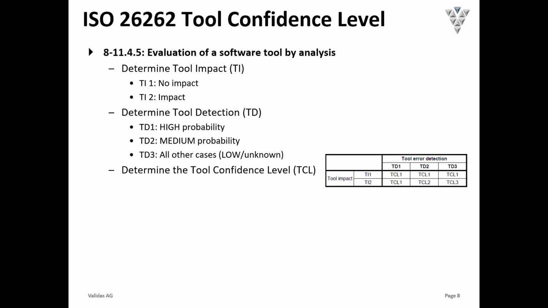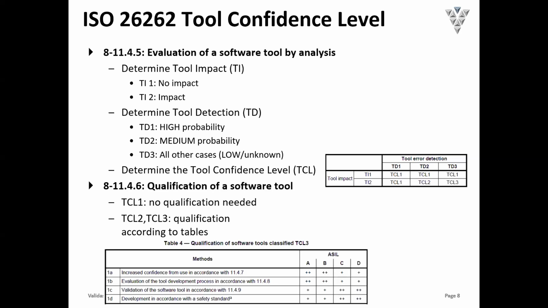It's like QM, nothing needs to be done. Or if you have TI2, which is an impact, then it depends on the detection. If you have a high detection probability of the potential tool errors, you also have TCL1, like QM. But if you have a medium or a low detection probability, then you have something like an ASIL D maybe. The most critical tools are like ASIL Ds. It's the same concept applied. It's just called differently. It's not called ASIL. It's called tool confidence level.